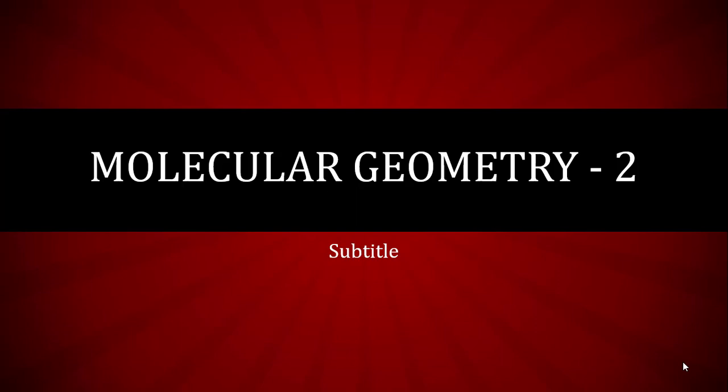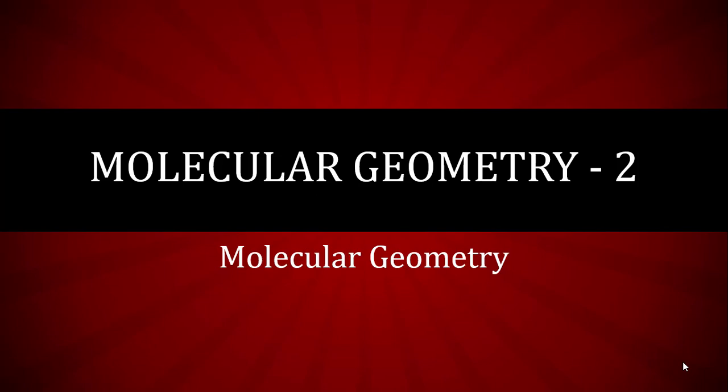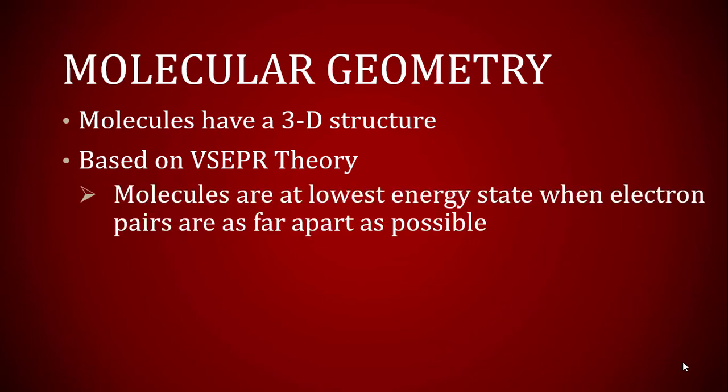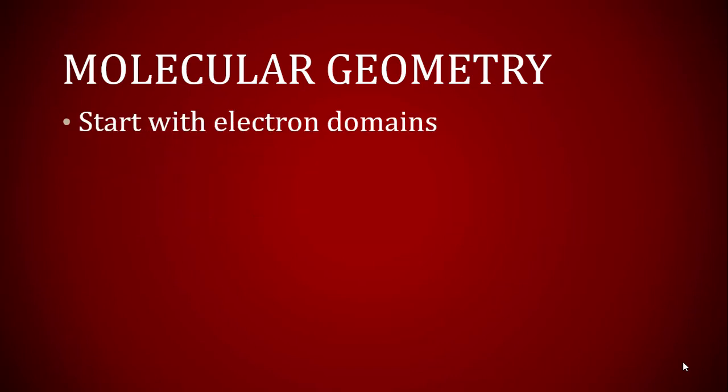This video will continue our travels through molecular geometry, and in this one we're actually going to deal with molecular geometry. Molecules do have a 3D structure. This is based upon the valence shell electron pair repulsion theory, or VSEPR theory, which states that molecules are at a lowest energy state when they have their electron pairs as far apart as possible from each other. So we have to start with defining what is an electron domain.